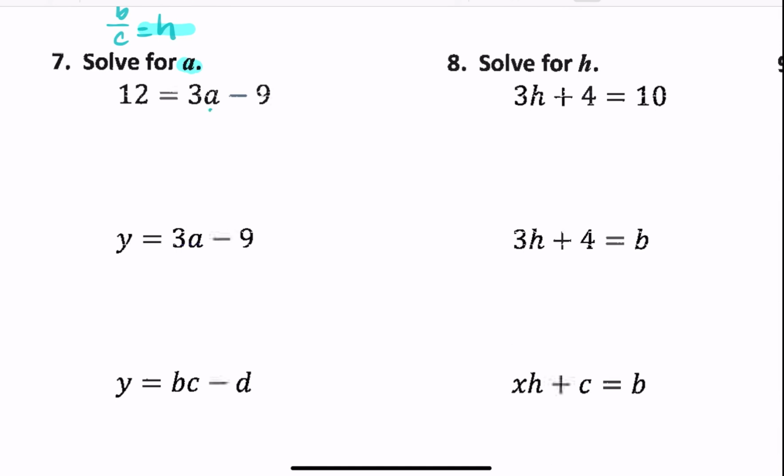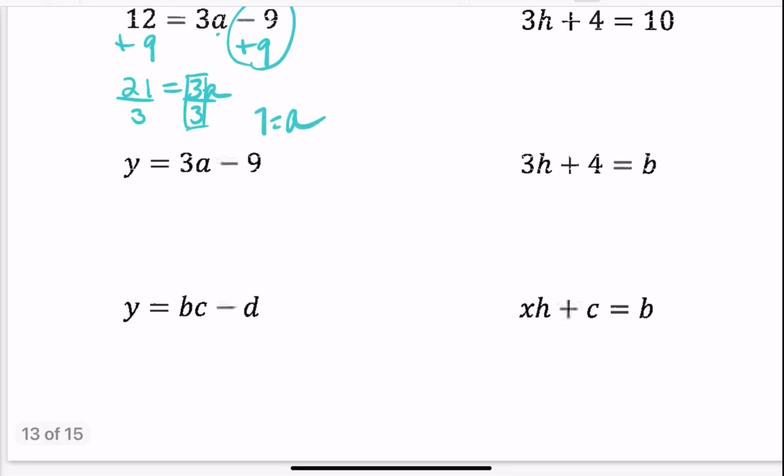So here's a. I see something being subtracted, so I can't do anything with the 3 until I get rid of the subtraction. So 9 is being subtracted, so I'm going to add 9 to both sides. 12 plus 9 is 21. This is 0 equals 3a. Now I have 3 being multiplied by a, so I'm going to divide both sides by 3. Remember, the whole point of this is turn this into a 1. 21 divided by 3 is 7, so 7 equals a.